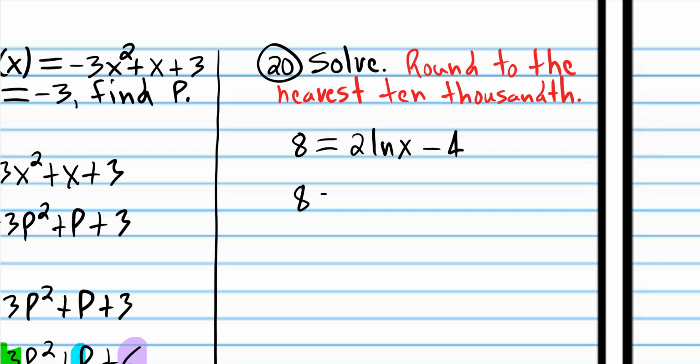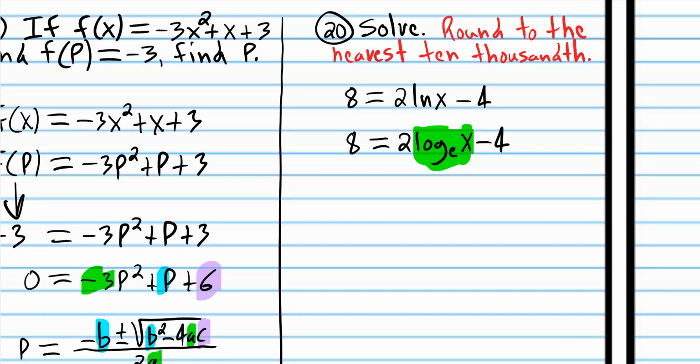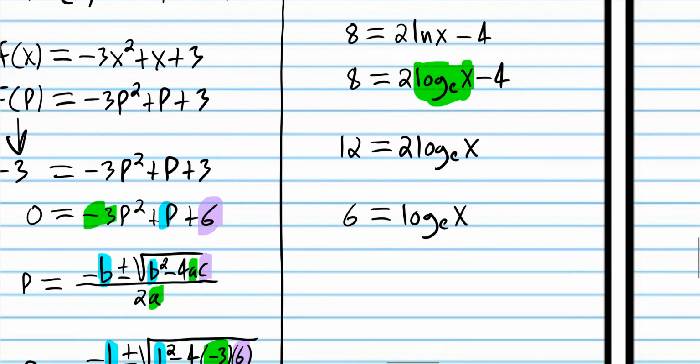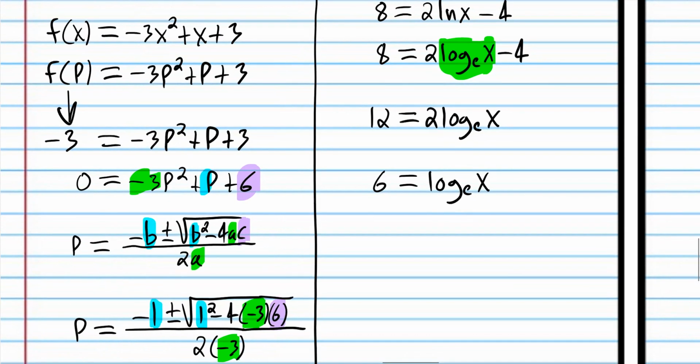Okay, we're back. So the first thing that we need to do is recognize this logarithm as log base e of x. That's what that actually means. Now we're going to solve this logarithmic equation by isolating the logarithm. So we're going to add 4 to both sides. And then we're going to divide both sides by 2.